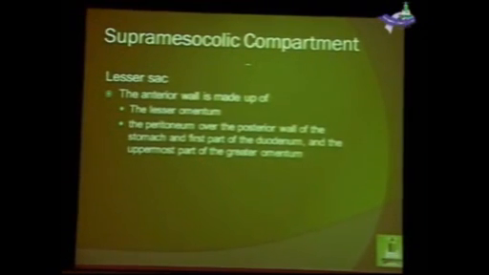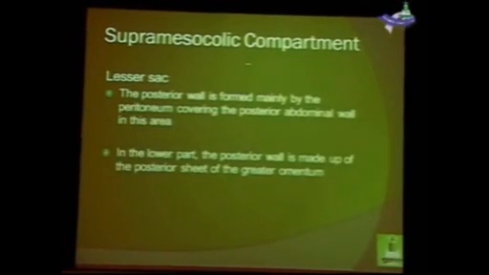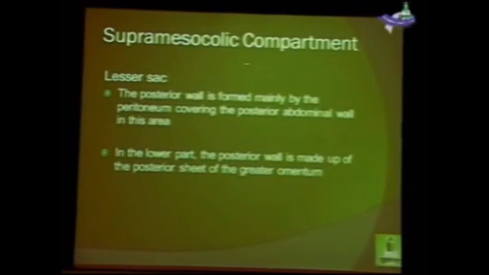The anterior wall, as we saw in the picture, is made up of the lesser omentum and the peritoneum over the posterior wall of the stomach and the first part of the duodenum, and the uppermost part of the greater omentum as well forms part of the anterior wall of the lesser sac. The posterior wall, as we've seen in the picture, is formed mainly by the peritoneum covering the posterior abdominal wall in this area. In the lower part, if you can imagine, the posterior wall is made up of the posterior sheet of the greater omentum.